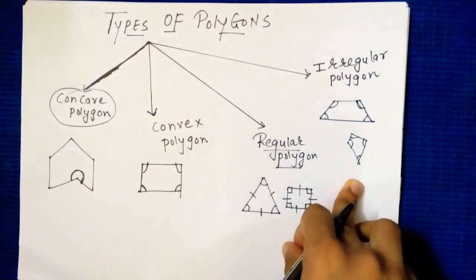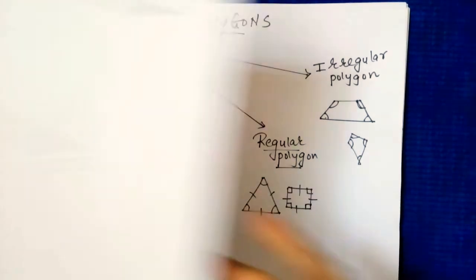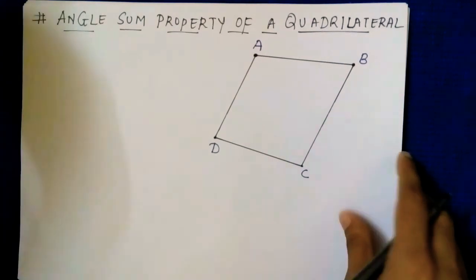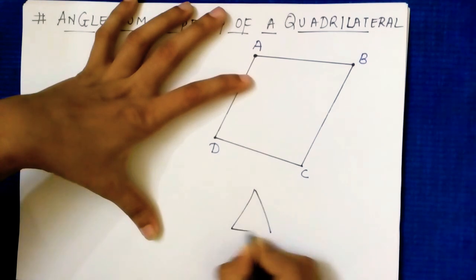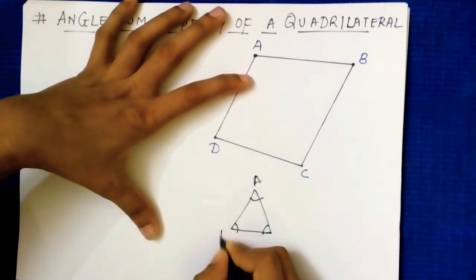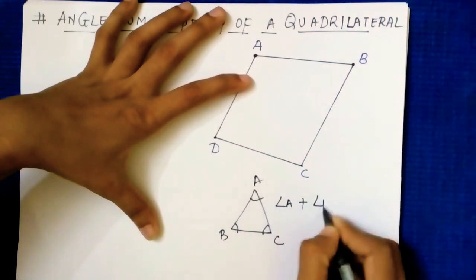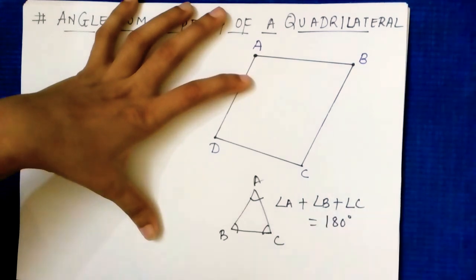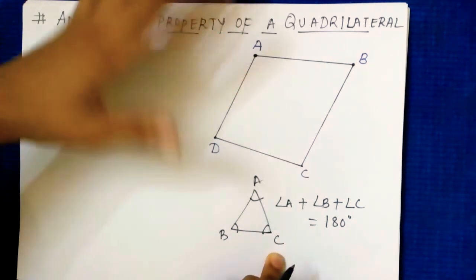Now moving ahead, we will talk about angle sum property of a quadrilateral. Now in previous classes, you have already seen angle sum property of a triangle. You have learned that in a triangle there are 3 angles. So if you add these 3 angles, let us name it A, B, C, angle A plus angle B plus angle C, the total will be always equal to 180 degree. So this was angle sum property of a triangle. This you have learnt in your previous class.